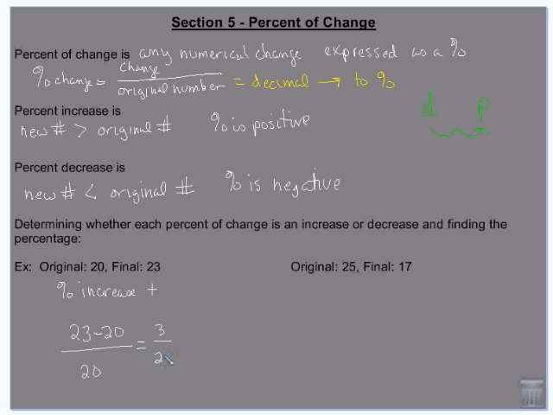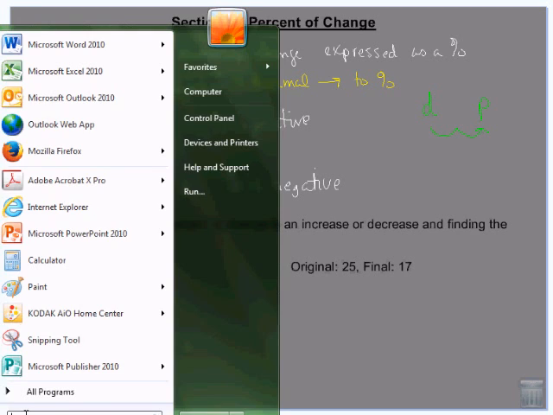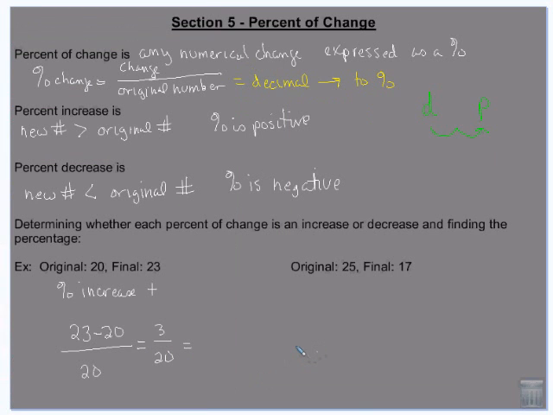So it gives me 3 over 20, which I can do in my head. I probably could actually. 0.15. But I didn't want to know the decimal, I want to know the percent. So I'm going to move 2 places to the right, and that's a 15% increase.